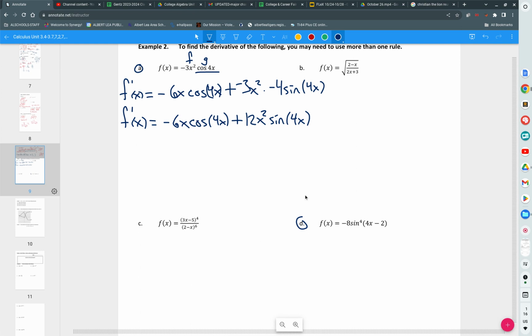Did we use the product rule in conjunction with the chain rule? Yes, we did. So if you did the product rule in conjunction with the chain rule, then you must take out a common factor. What is the common factor that can be taken out? 6x. Yeah, I'm actually going to take out a negative 6x. And if you didn't take out the negative, that'll be fine. I'm just making that choice. What remains? Cosine of 4x minus 2x sine of 4x. There's your derivative.